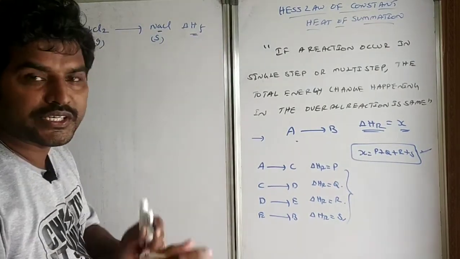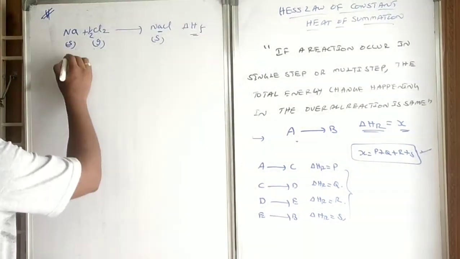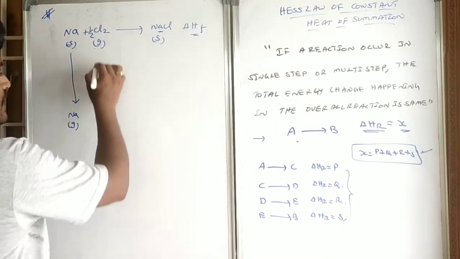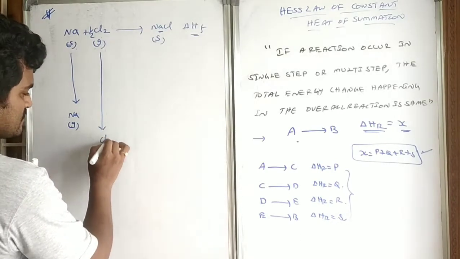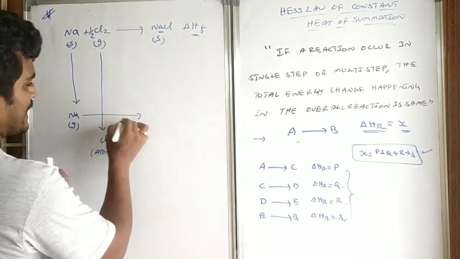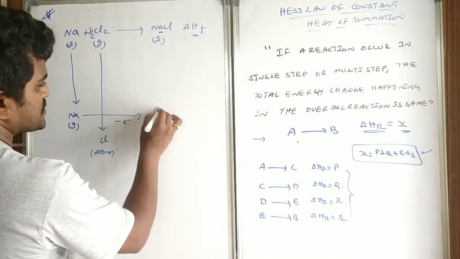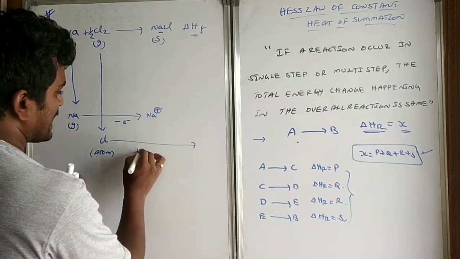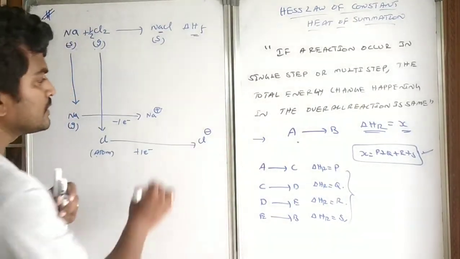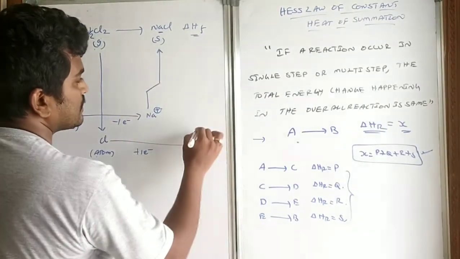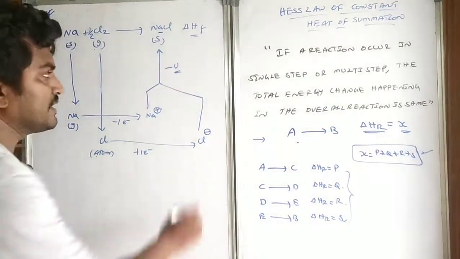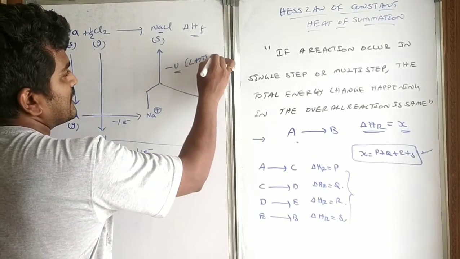The same reaction can happen in some small steps. What are the small steps? Sodium solid will be converted into sodium gas. Chlorine gas will be converted into chlorine atom. If you remove an electron from sodium, you get sodium cation. If you add an electron to chlorine, you will get chloride ion. The sodium cation and chloride anion will combine to release some amount of energy. This is nothing but the lattice energy.